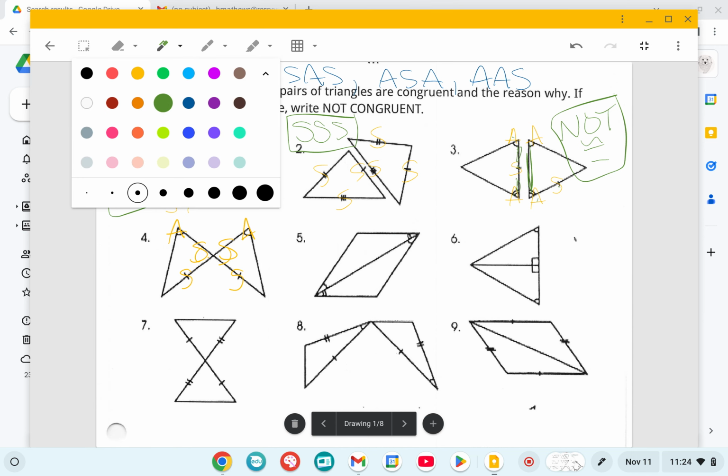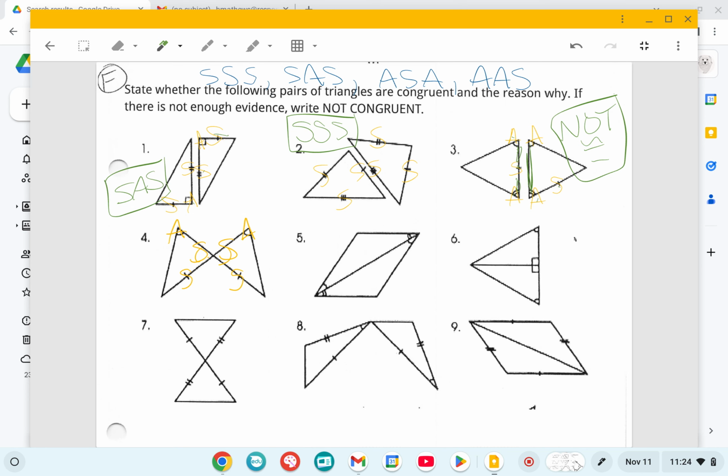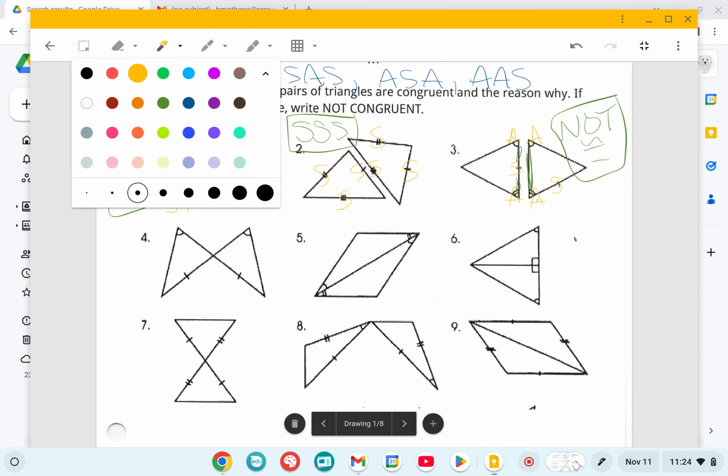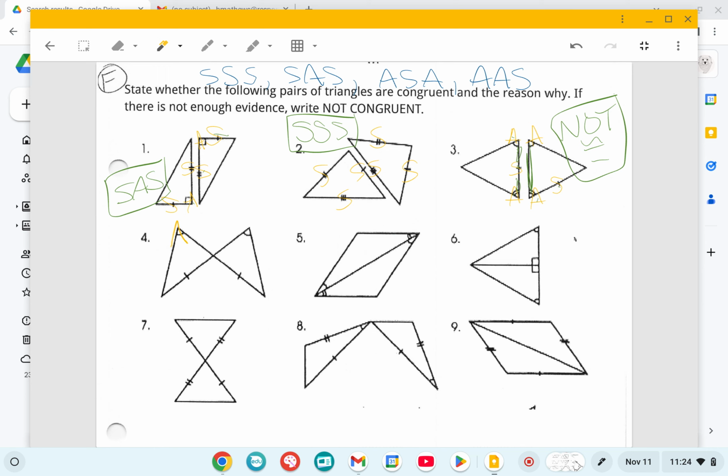The only way that we can have 2 sides and an angle, and I just messed that up. Woo. Back up, Mr. Matthews. All right, let's rewind this. Sorry about that.